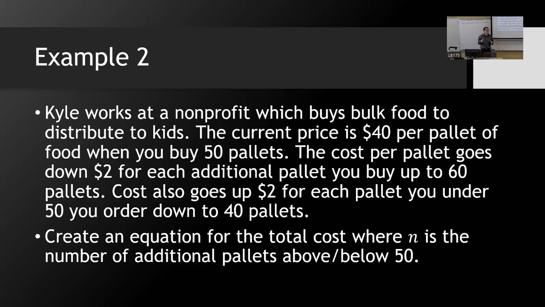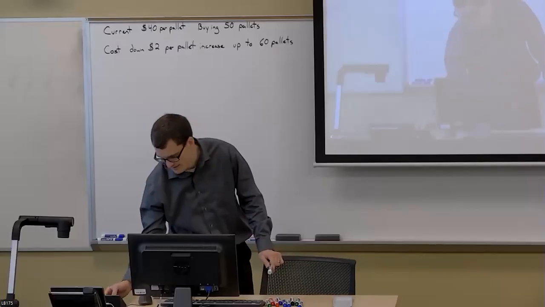If I order 51, then the cost is going to go down by $2 per pallet. If I order 49, the cost is going to go up $2 per pallet. Does that make sense? And we want an equation for the total cost spent above or below 50.